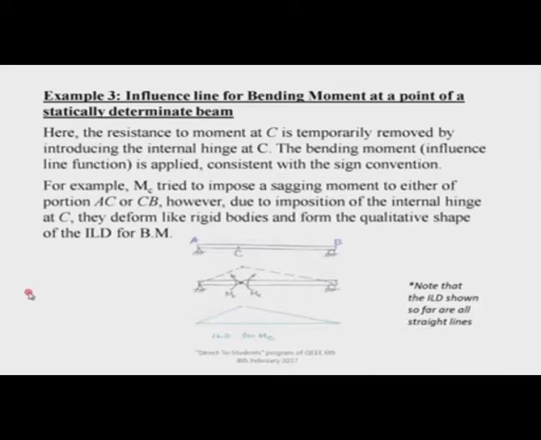What you need to do is that we need to destroy the bending moment resisting capability at C for the beam AB. How can you do that? You can do that with an internal hinge developed there.